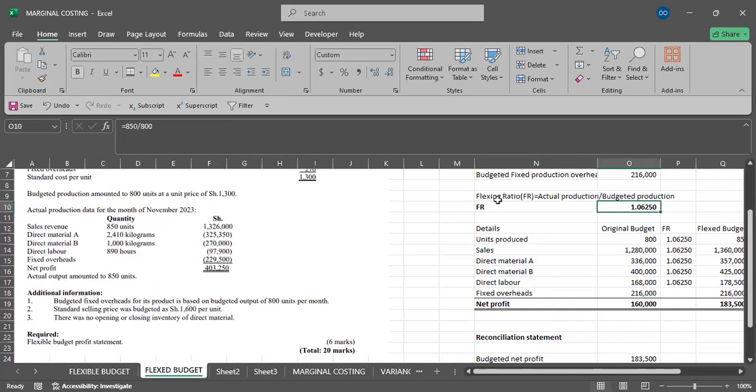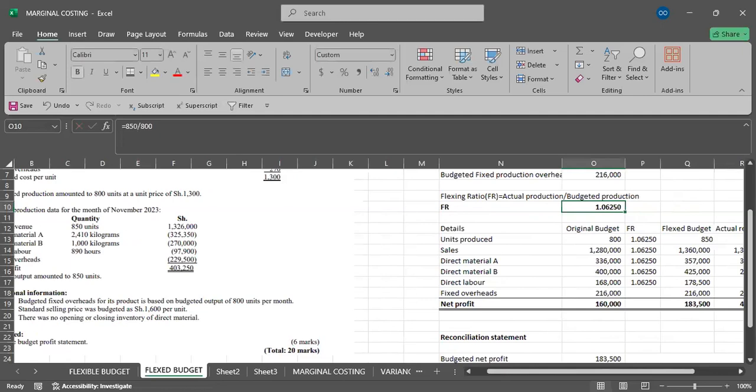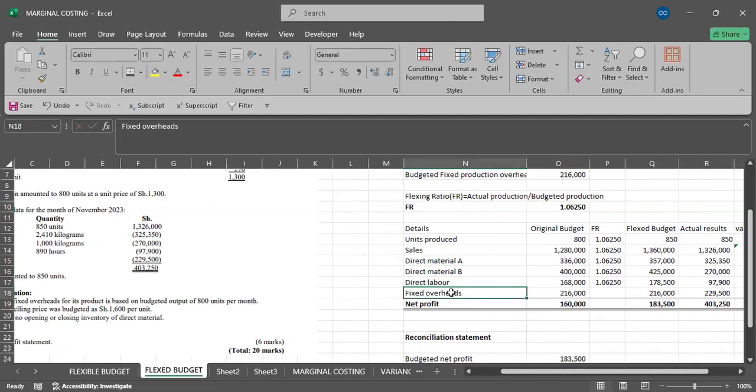About the flexing ratio. Flexing ratio is actual production divided by budgeted production. So actual is 850 units, budgeted is 800 units. This flexing ratio will affect every single item that depends on the units of output. Remember, our fixed overheads are normally constant. That is why they are not affected by the flexing ratio. If I look at the flexed budget and the original budget, the fixed costs are normally constant. But how about the variable cost, including revenue? Revenue also depends on the number of units, so revenue will be affected by the flexing ratio. Direct material or prime cost components are also affected by the flexing ratio.